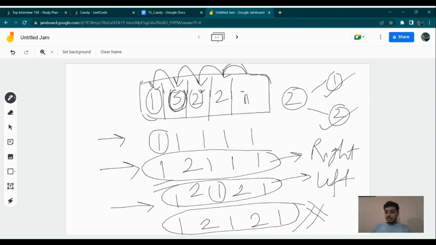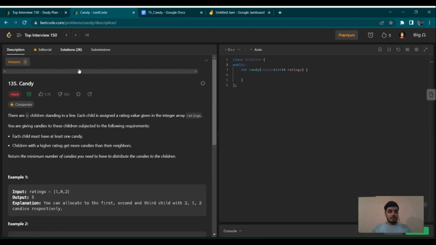So the condition given in your question is very important. Think about that carefully, what it is pointing out, because it is pointing only to check for its neighbor. So we have to think of the right and left neighbors. Now let's code this and understand how it is going to be coded.